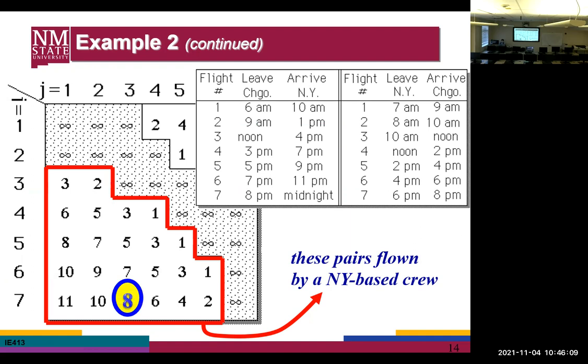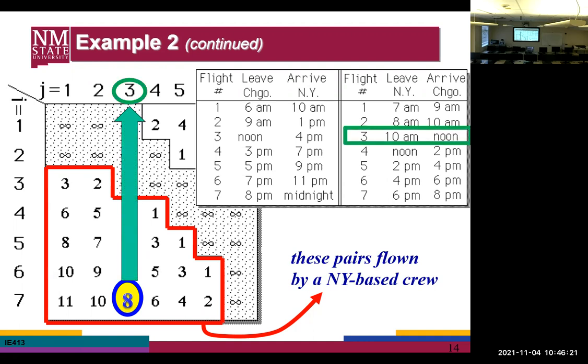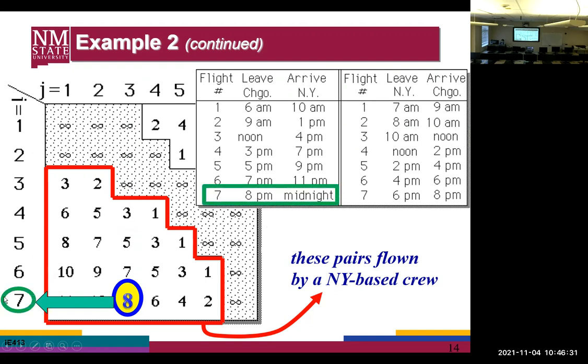Now let's try this number. So the crew takes flight number 3 to Chicago, right? And then he will arrive in Chicago at noon, and then he will take flight number 7 at 8 o'clock at night to come back to New York City. So in this case, the layover time becomes 8 hours. That's a long period of time, right? Likewise, you could obtain layover times for the rest of the cells in this area.